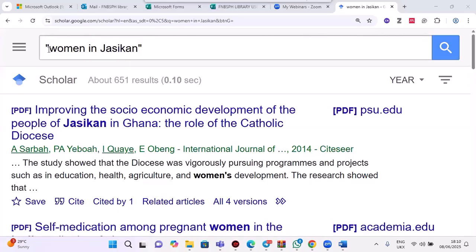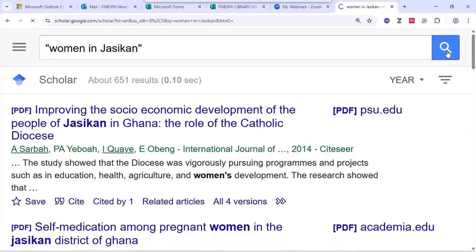So in the first instance, we left this to run as a normal sentence without quotation marks. That means we allow the system to see each of the words here as a separate concept. Now we have removed that. Let's see whether after searching this, we'll still have the same results or less or more. With the first one, we have 651 results, and none of them has our exact phrase, women in Jessica. Let us search again and see what will happen this time.